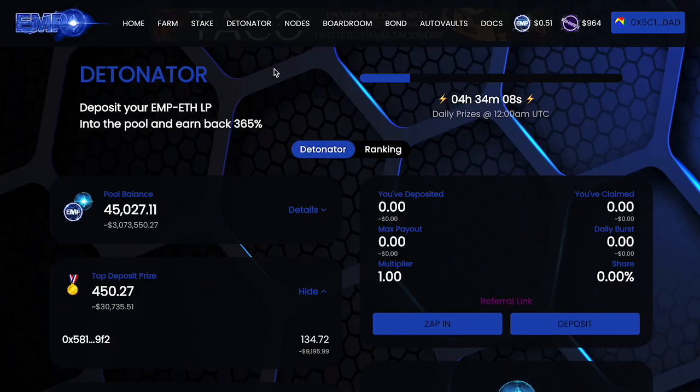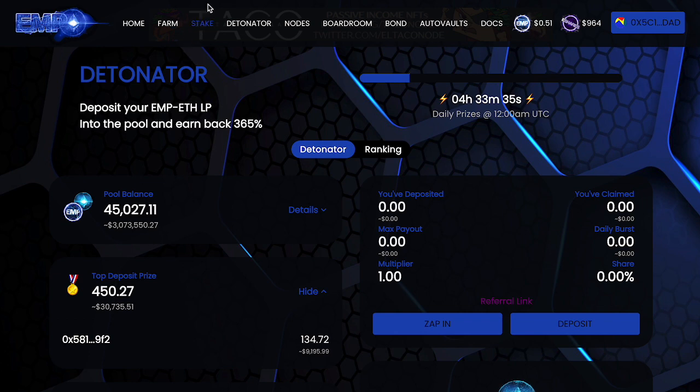Okay, so what I'm going to endeavor to do today is to literally take you through everything that you see here on the interface and explain what it is. So let's start at the very top with "deposit your EMP ETH LP into the pool and earn back 365%." Well, at the very basic level, what is EMP ETH LP? That is the token that you deposit into the detonator, and that is the token that you are paid back in your daily rewards out of the contract.